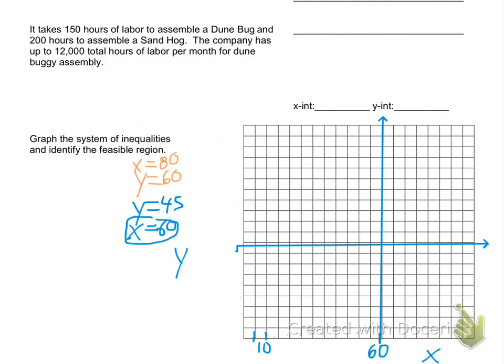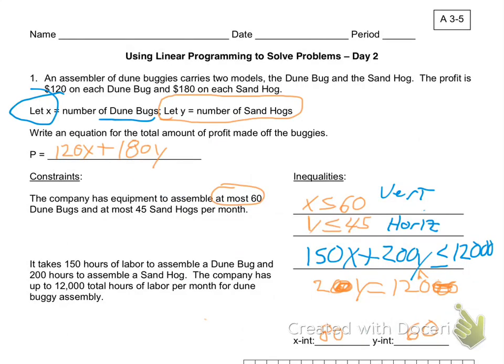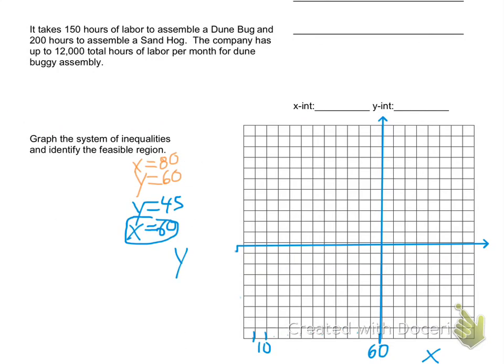Okay, let's go back to the first problem. Make sure that we do have the restraint that we have to produce less than 60 and less than 45 of these two dune buggies. One's a dune buggy and one's a sandhog. So just wanted to make sure we were graphing the right area.